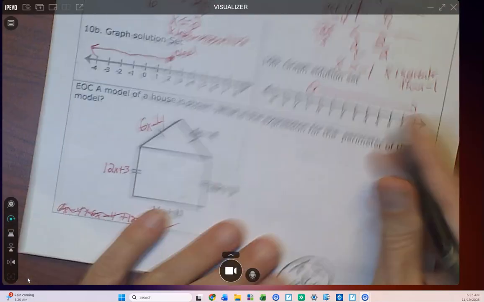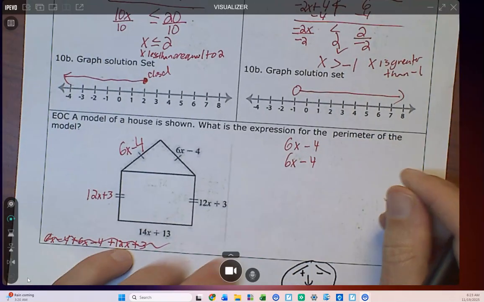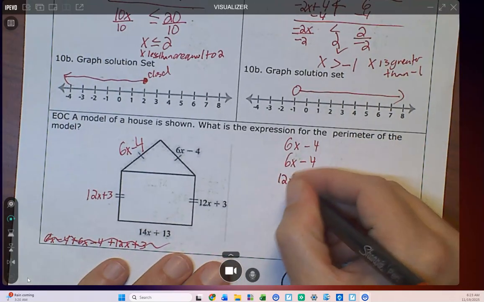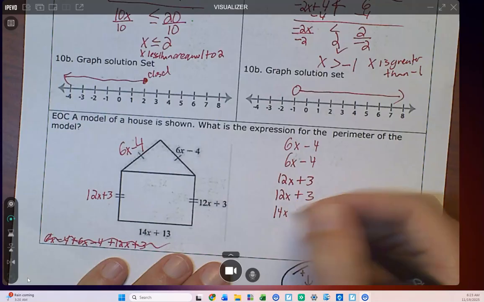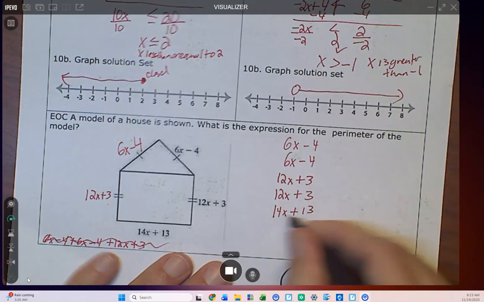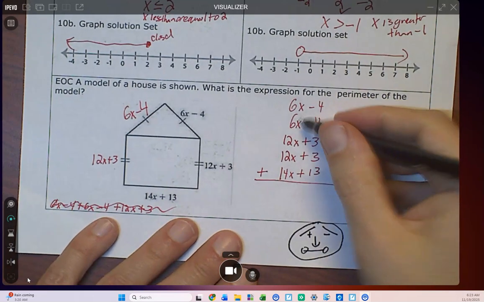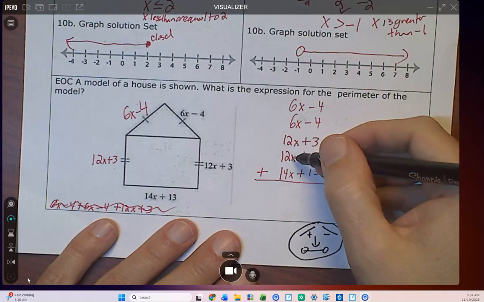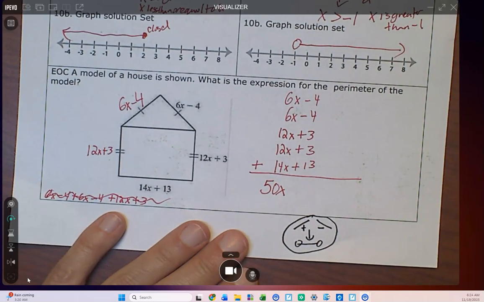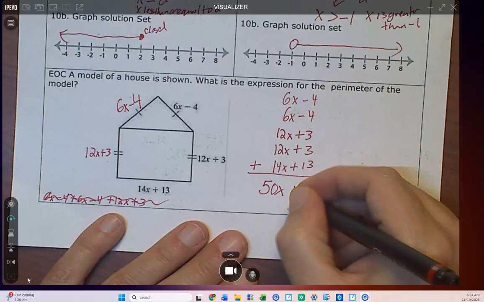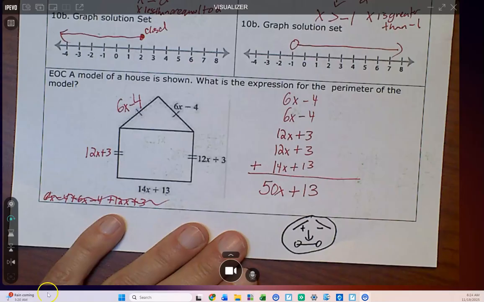Wait, let's do it in a better way. Let's stack it. This is called the vertical method. I'm taking every term, then add up the columns. So 6, 12, 24, 36, 50. So 50x. If we knew x, you'd do 50 times x, and then you'd add 13. See y'all on the next one.